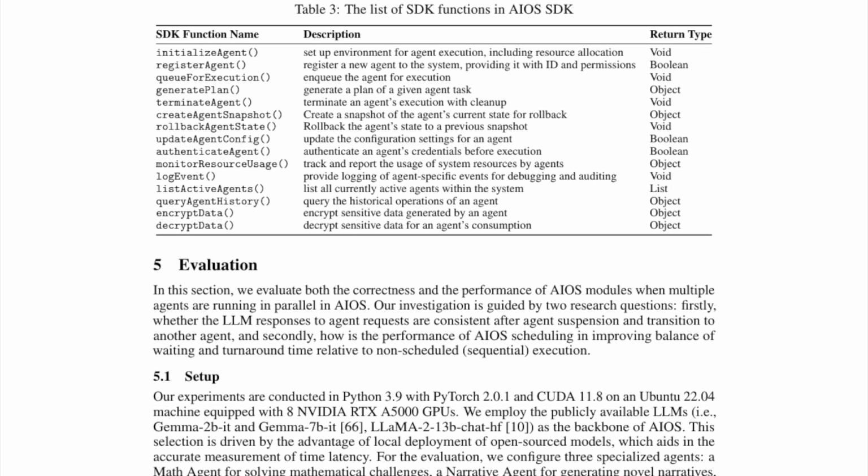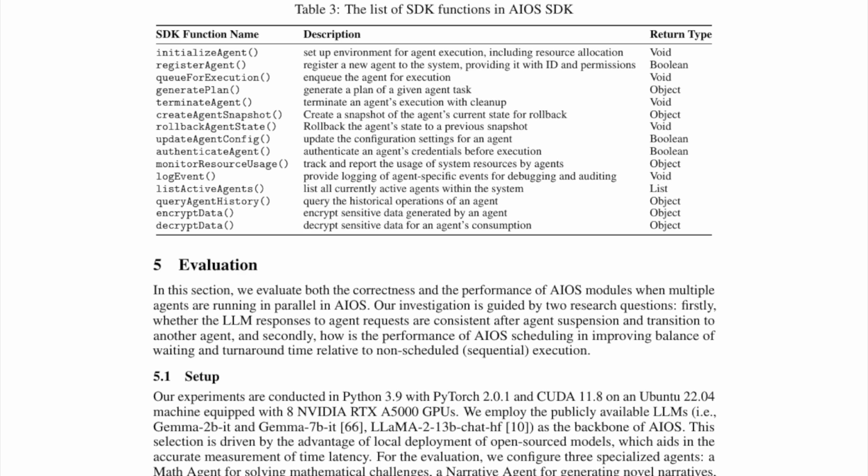Table 3: the list of SDK functions in AIOS SDK. Initialize agent: set up environment for agent execution, including resource allocation, void. Register agent: register a new agent to the system, providing it with ID and permissions, Boolean. Queue for execution: enqueue the agent for execution, void. Generate plan: generate a plan of a given agent task, object. Terminate agent: terminate an agent with cleanup, void. Create agent snapshot: create a snapshot of the agent's current state for rollback, object.